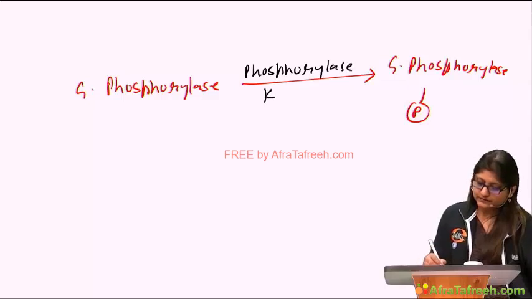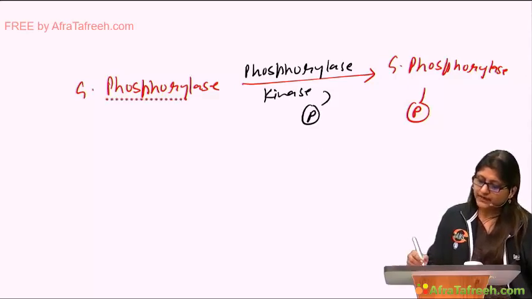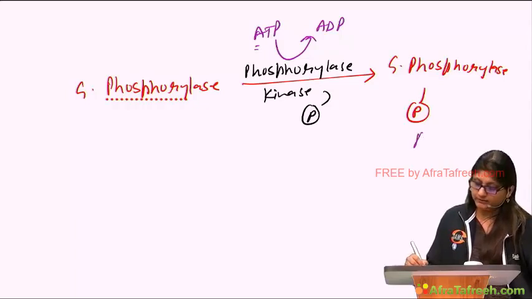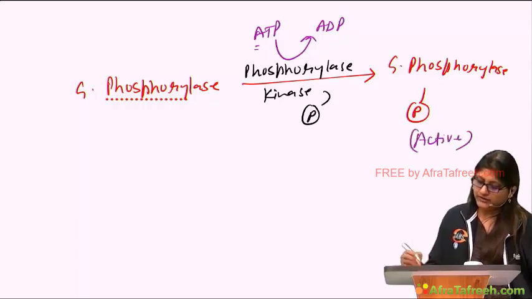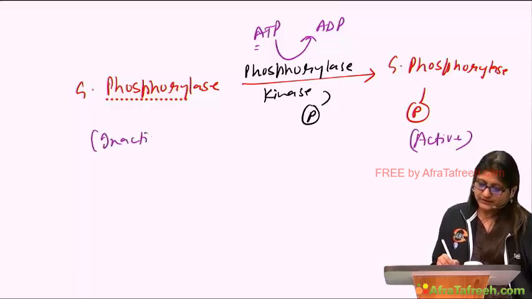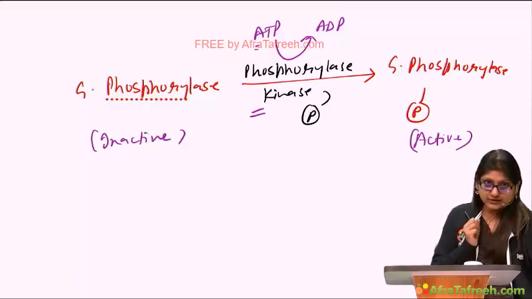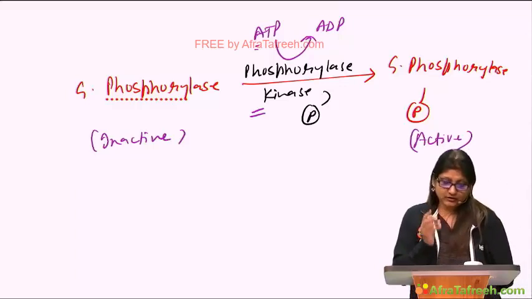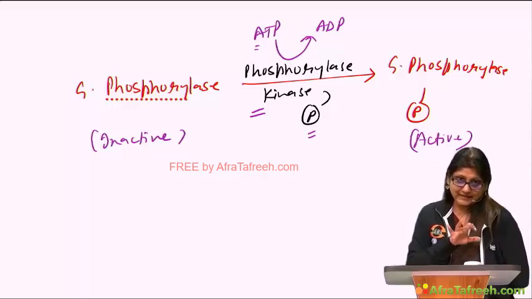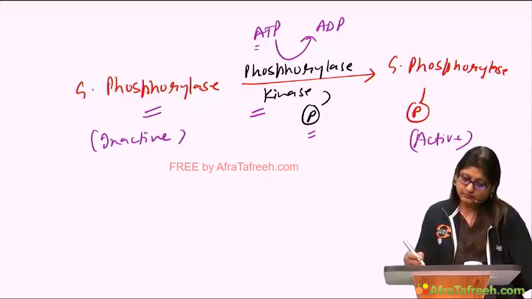Who has phosphorylated it? Phosphorylase kinase enzyme, which itself requires the phosphorylated form. With the expenditure of ATP, the ATP phosphate is given to glycogen phosphorylase, phosphorylating it and making it active. The phosphorylated form of glycogen phosphorylase is active. This is inactive. So you understand the role of phosphorylase kinase. It needs ATP for phosphorylating phosphorylase enzyme to make it active.